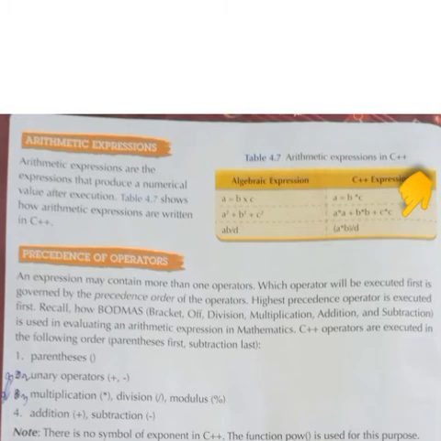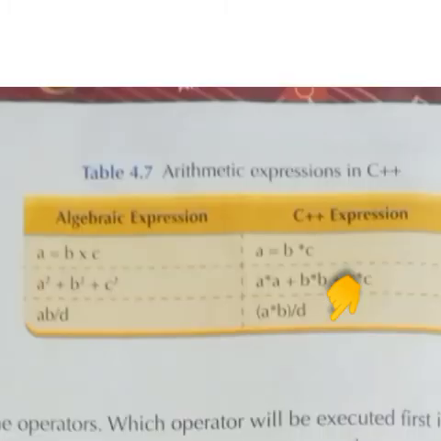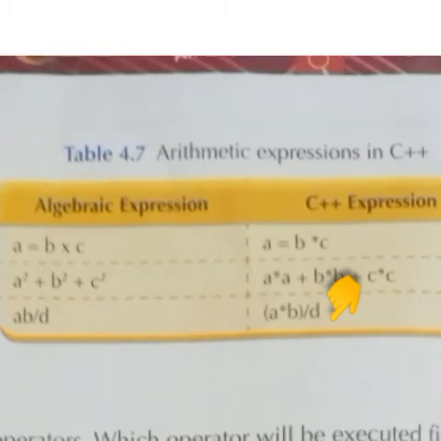Then ab divided by d. So how can we write it? Within the bracket we need to write it: open and close bracket, then ab means a into b, so a asterisk b, then divided by d only. So this is how we can write it. We already know this from arithmetic operators, how to write multiplication, division, then modulus, everything we have learned.